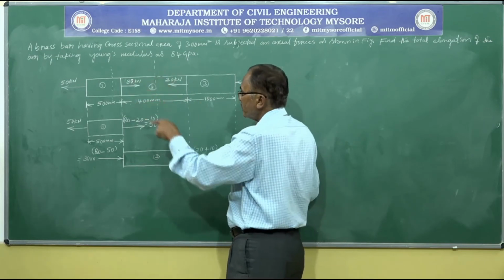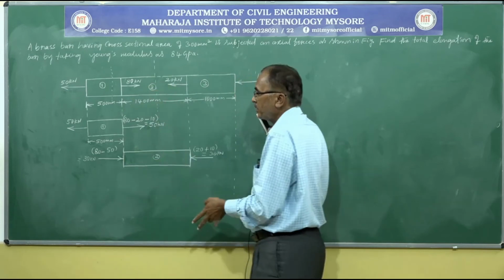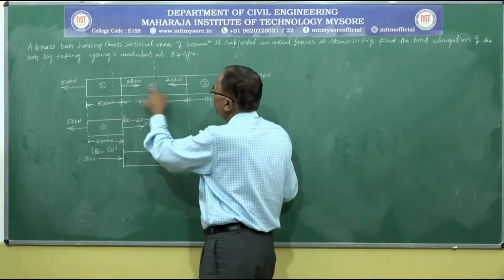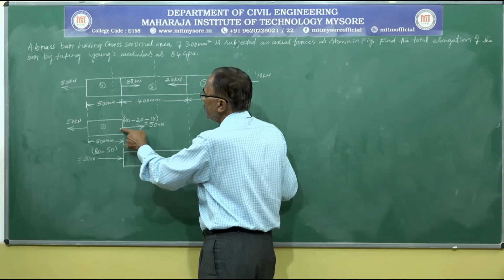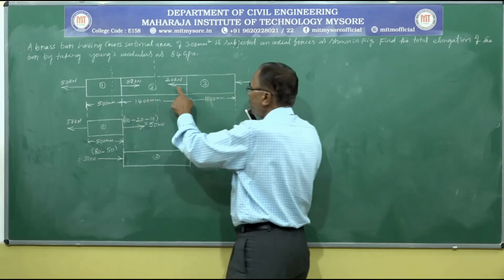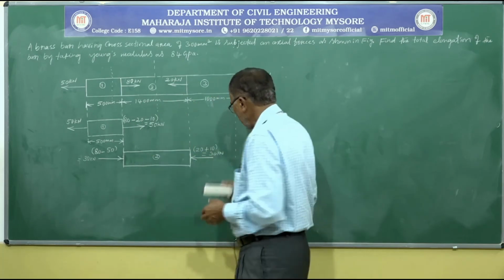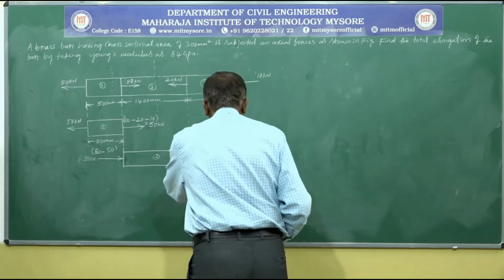So already we have discussed that the intermediate loads get altered. So automatically the 80 and 20 kilonewton get altered. This 80 kilonewton becomes 50 for the first portion, and 20 kilonewton becomes 30 kilonewton for the second portion. Now consider the third portion.